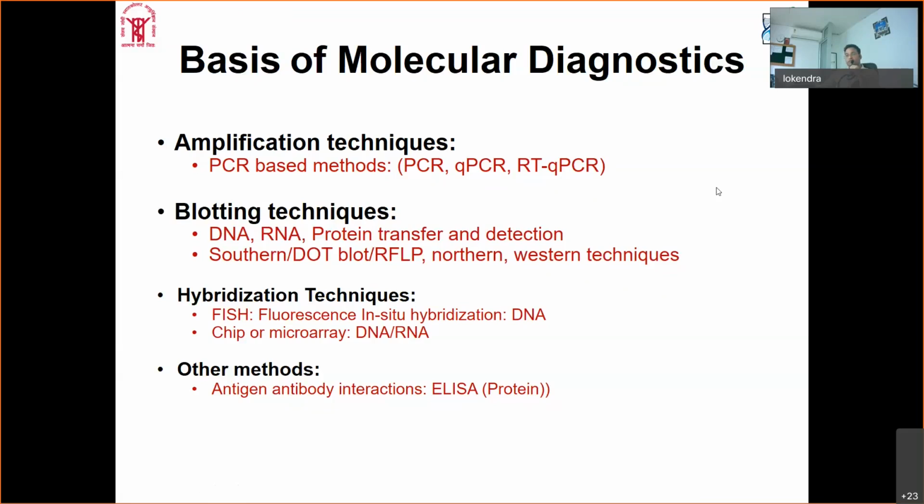Nowadays, in terms of methods, only Western is more popular. Southern and dot blots are rarely used. Sometimes RFLP is again one of the methods. Northern blotting has been replaced by real-time PCR or qPCR, in which we can easily measure gene expression profiling.